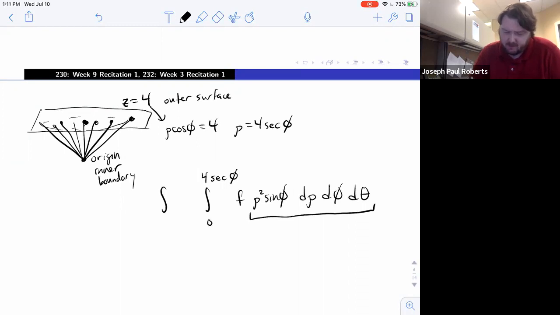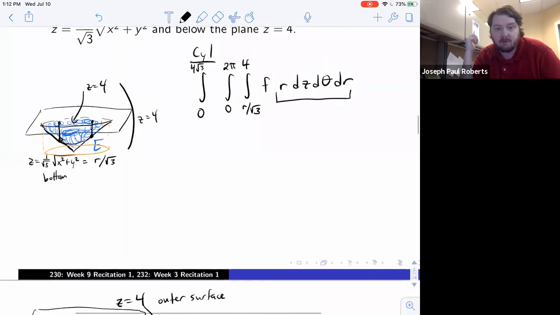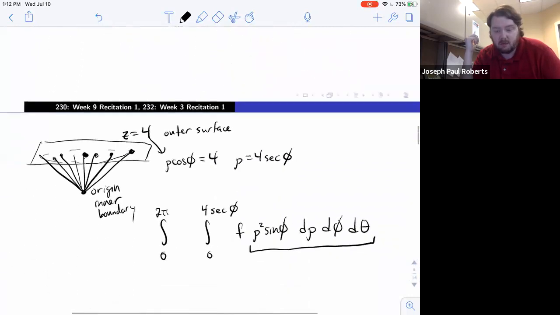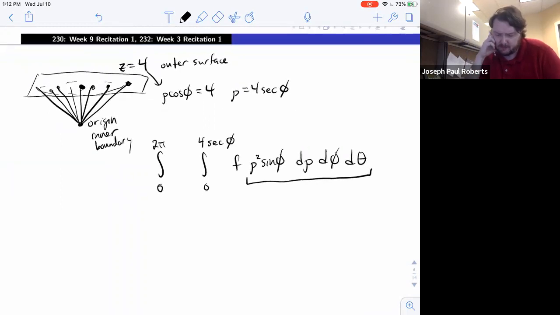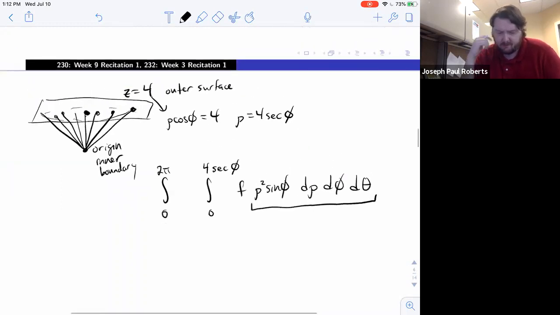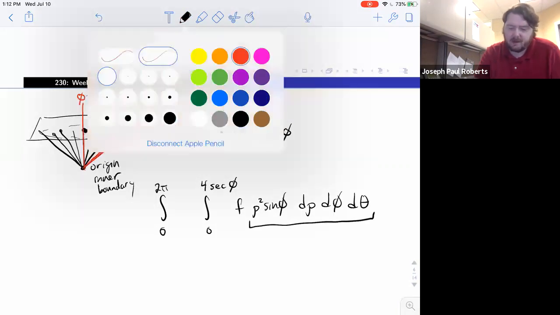Our theta bounds, it's pretty easy to convince yourself, again, it's going all the way around the z-axis. It's the same theta as cylindrical, so you're never going to have a different situation for theta between these two coordinate systems. And then finally, we have to figure out our phi bounds. Our phi bounds are going to start at 0 because remember, phi equals 0 is straight up. And then it's going to stop at whatever angle this cone is. Remember, cones tell us information about phi.